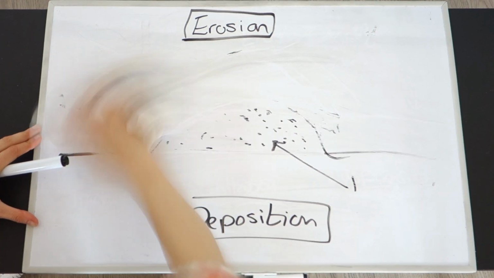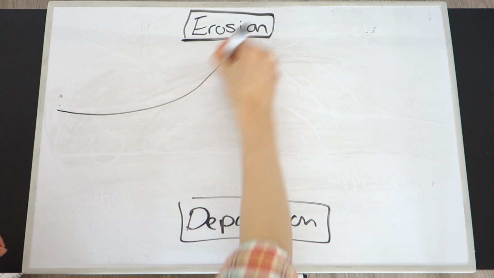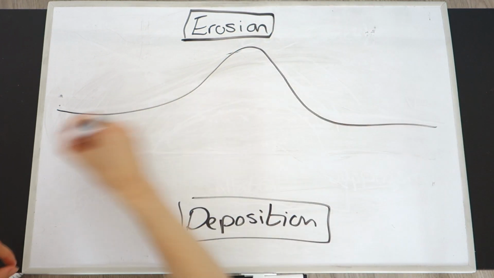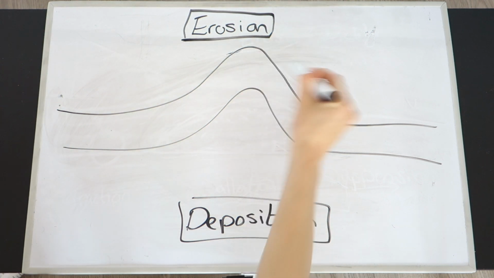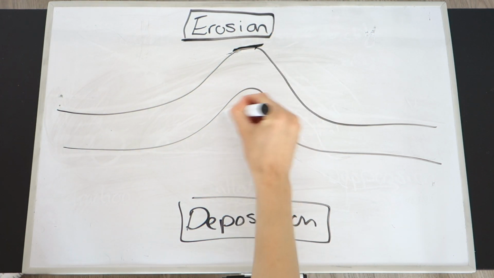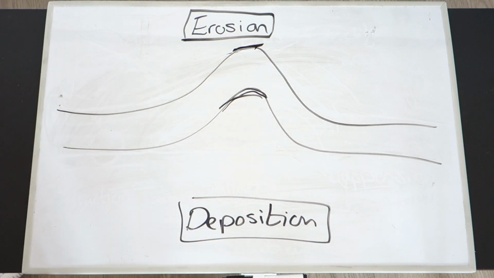What's going to happen to our river, do we think? Well, it's going to get more bendy. And now we're going to get more erosion on this side of the bank, more deposition here where the water's flowing slower, and the river's going to change shape again.